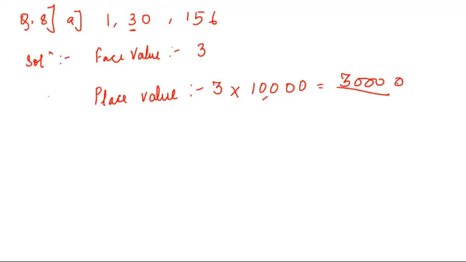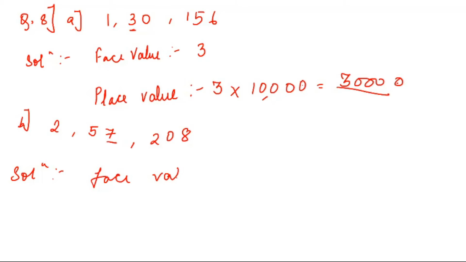Then B, 257208. 7 is underlined. Solution: face value of 7 will be 7. Place value: ones, tens, 100, 1000. So 7 multiplied by 1000 is equal to 7,000.